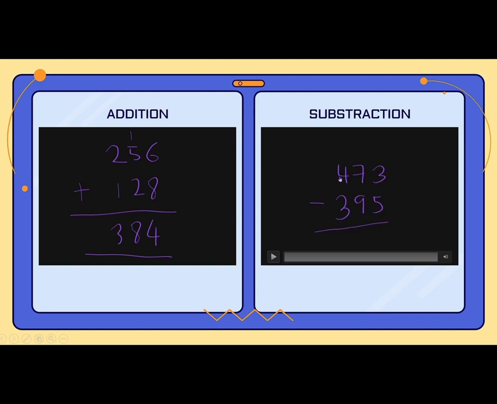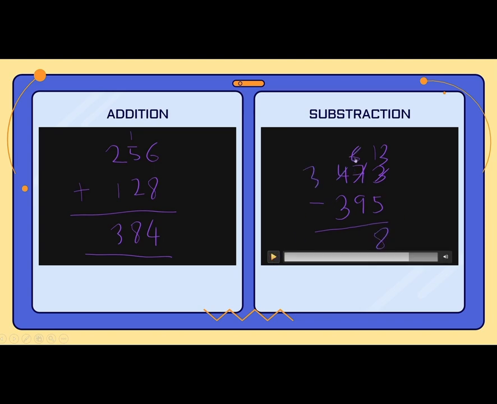So next up is subtraction. The example I've given for subtraction is 473 minus 395. So we know that the number 3 is too small to be subtracted by 5. So we have to borrow from 7, which means 7 will be equal to 6 and 3 will be equal to 13. So 13 minus 5 is 8.